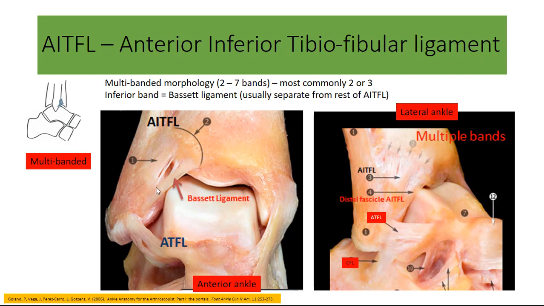But this lower part of the AITFL is called the Bassett ligament, and you can see it actually sits over the talus, and it's because of this that it can actually get impinged.